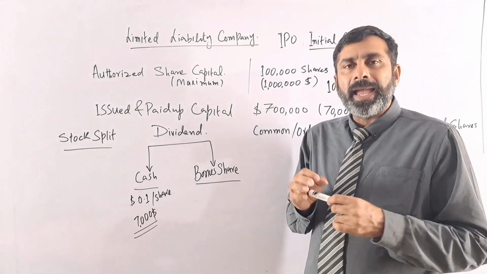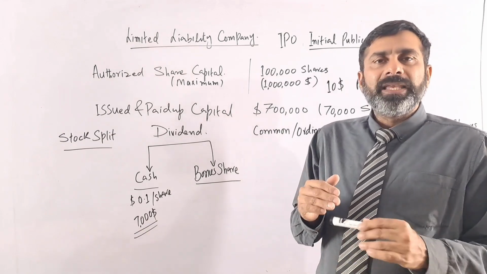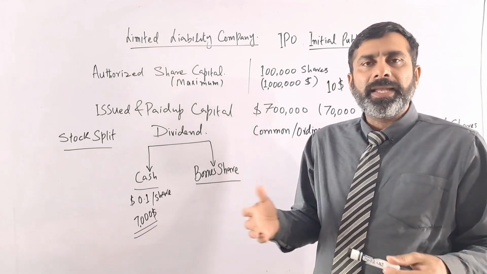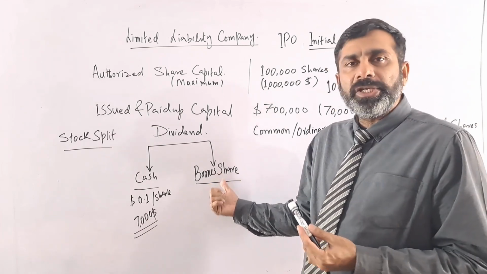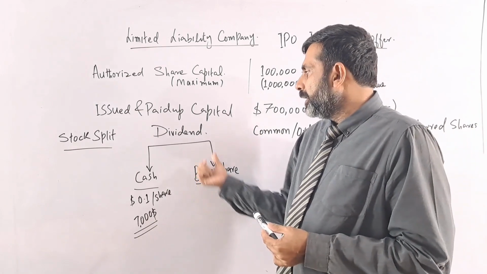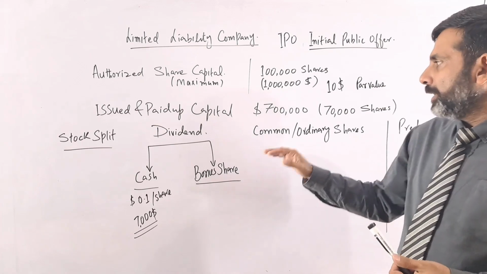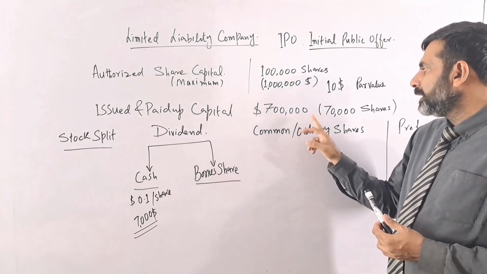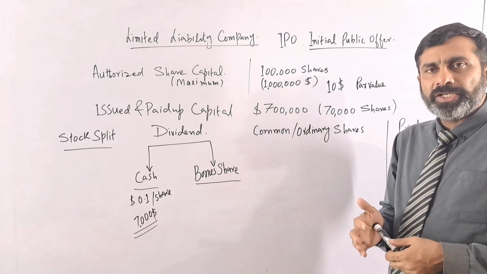Sometimes the company has no cash available, or they don't want to give the cash dividend to the shareholder. So what they can do, they can give shares to the existing shareholders. That share in the form of the dividend is called the bonus shares. But we have to consider this thing also: is it available? Can the company still issue the shares or not?